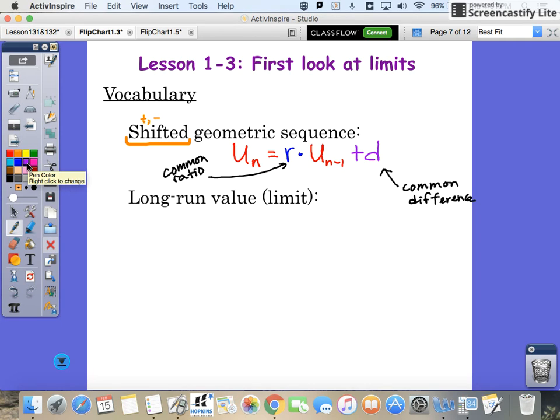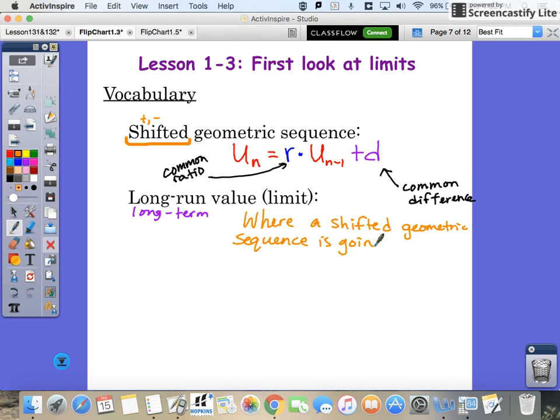The second thing is long-run value or limit. Sometimes it's also called long-term value. But they're all the same thing. Basically, what it's saying is where a sequence, I should be more specific, where a shifted geometric sequence is going to level off or plateau.